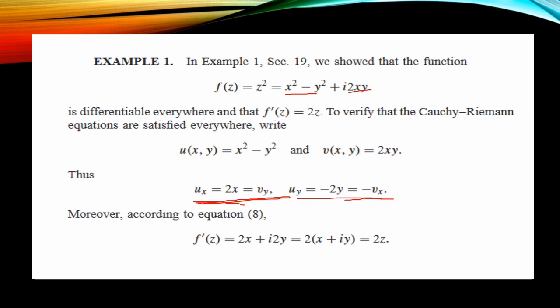Moreover, we can say that f prime of z is equal to 2x plus iota 2y, which is equal to 2(x plus iota y), when we substitute these values. This is equal to 2z, which is verified from here as well, if we differentiate this whole equation f prime of z with respect to x.